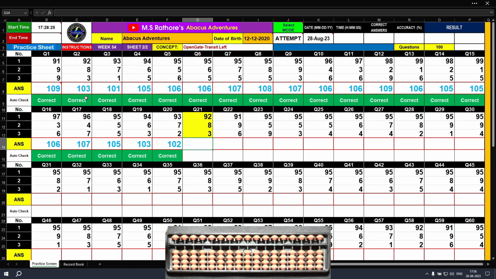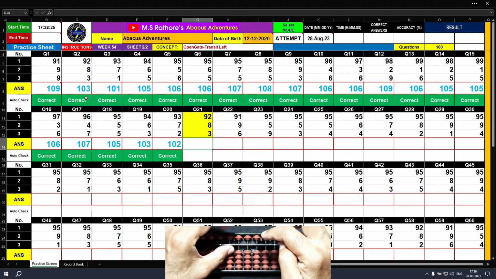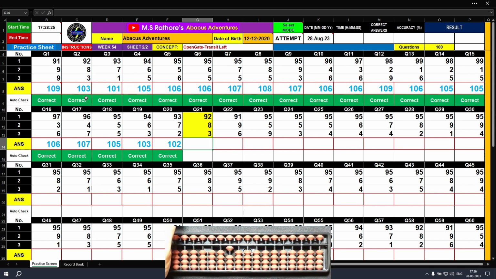Question number 21. Plus 90, plus 2, it's 92. Plus 8 equals minus 2, open the gate, plus 10, the answer is 100. Plus 3, the answer is 103.